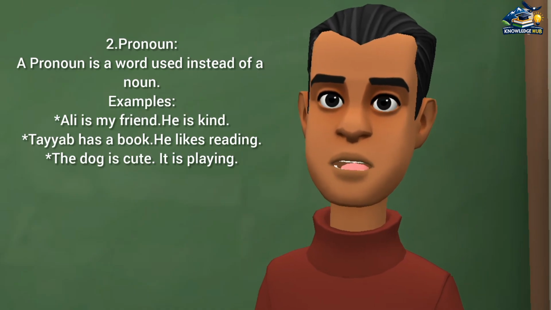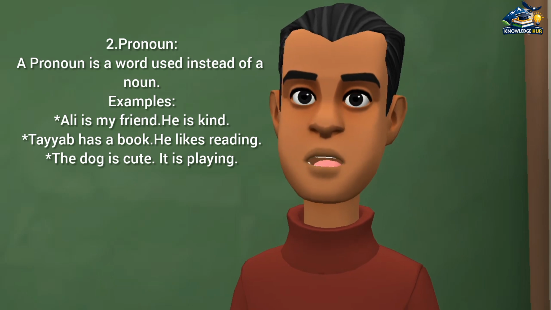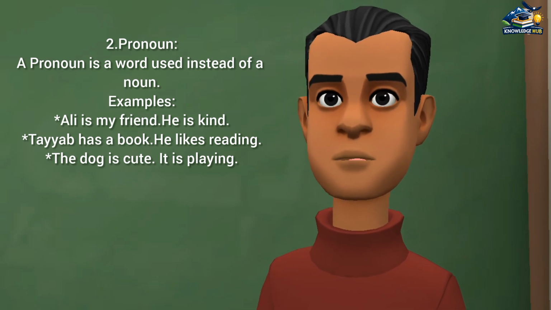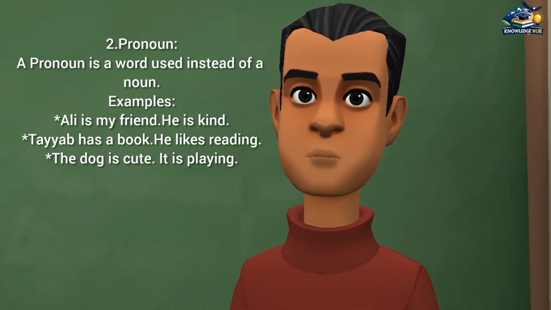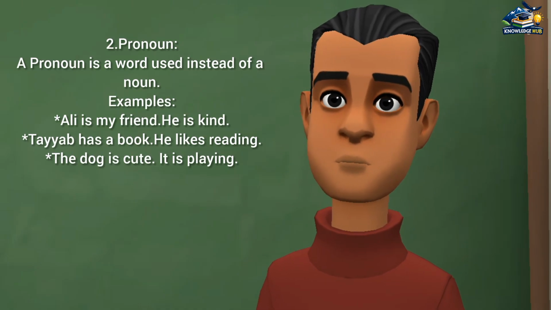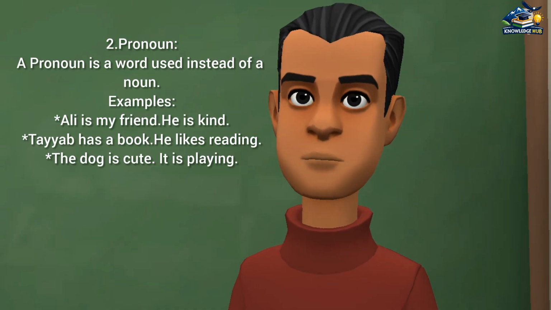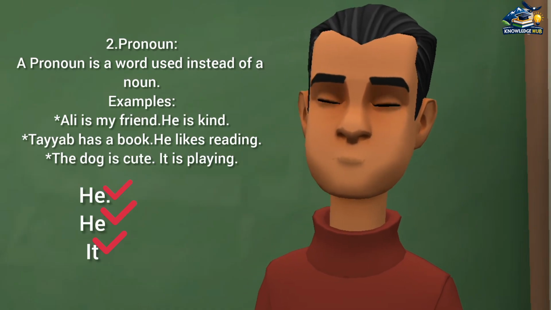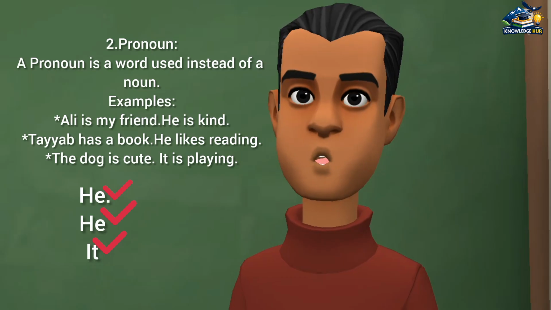Number two, pronoun. A pronoun is a word used instead of a noun. For example, 1. Ali is my friend. He is kind. 2. Tayyib has a book. He likes reading. 3. The dog is cute. It is playing. Here, he and it are pronouns.